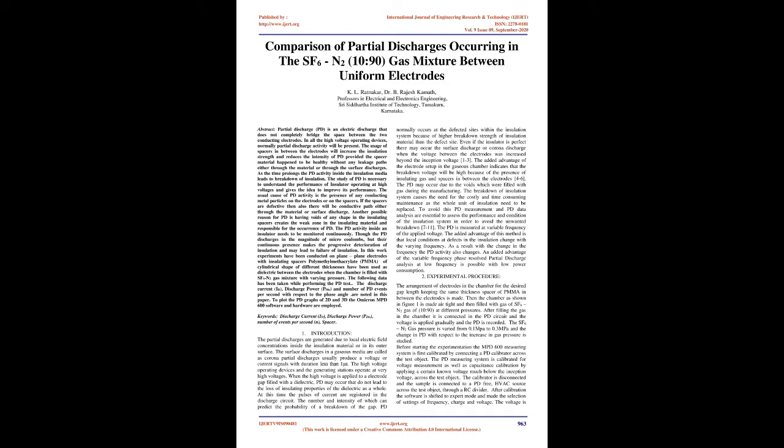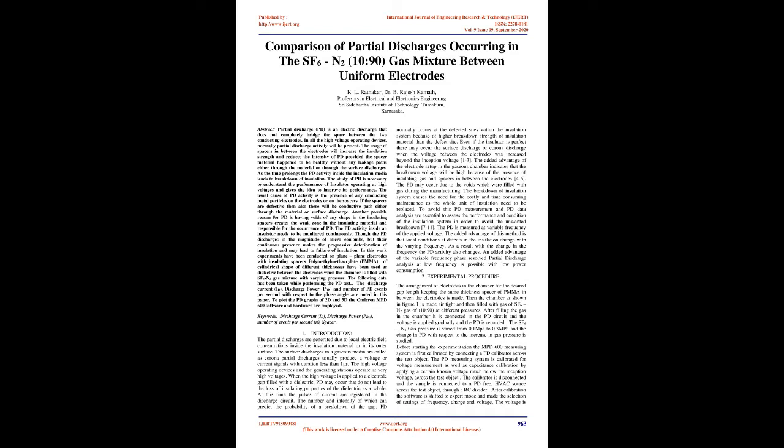Abstract. Partial discharge, PD, is an electric discharge that does not completely bridge the space between the two conducting electrodes. In all the high-voltage operating devices, normally partial discharge activity will be present. The usage of spacers in between the electrodes will increase the insulation strength and reduce the intensity of PD, provided the spacer material happens to be healthy without any leakage paths either through the material or through the surface discharges.